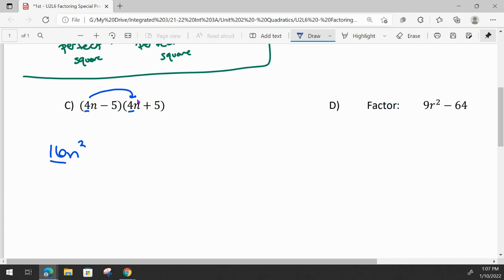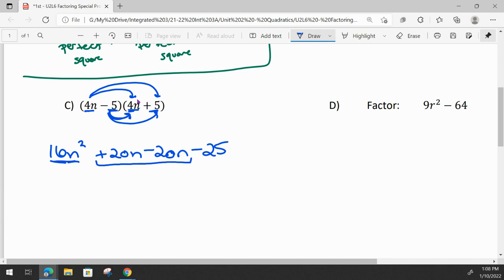So notice that the 16 and the n squared are both perfect squares. So this whole term is a perfect square because it's 4n times 4n. On the outside, 4n times positive 5 is a positive 20n. On the inside, a negative 5 times a 4n is a negative 20n. And the last terms, the negative 5 times the positive 5 is negative 25. So once again, the middle terms will cancel out because one of them is positive, one of them is negative.